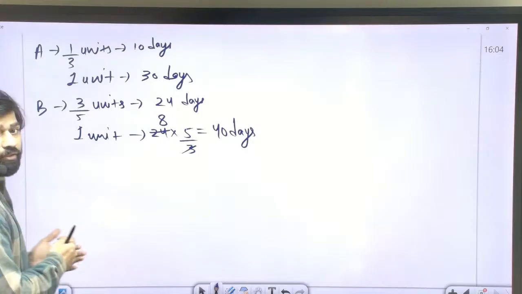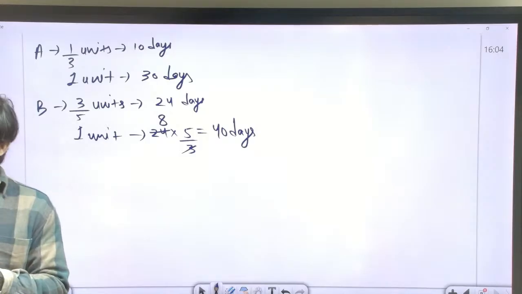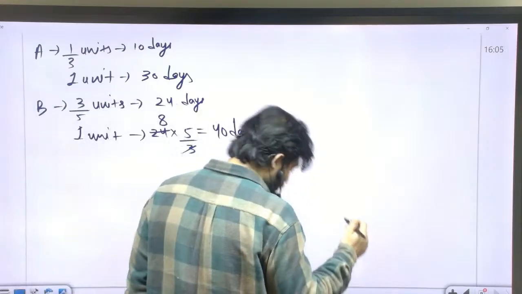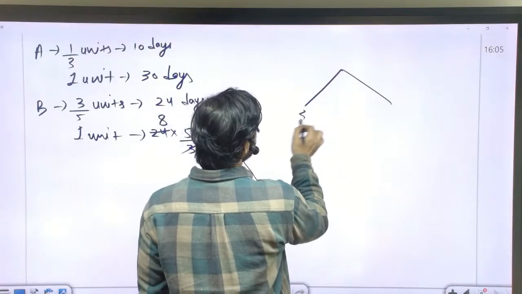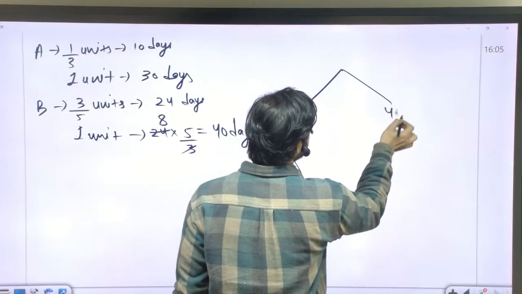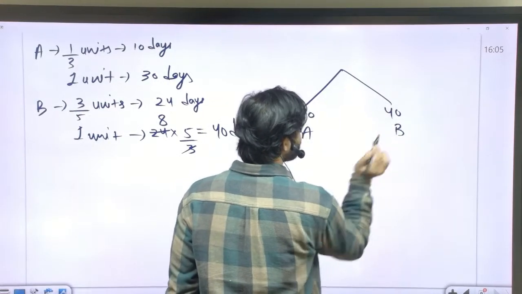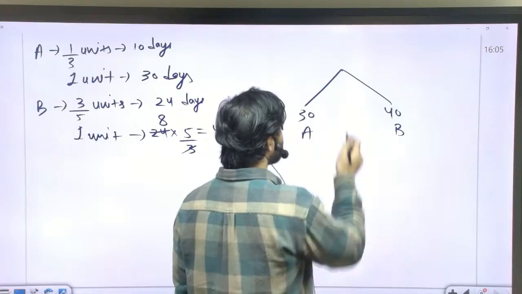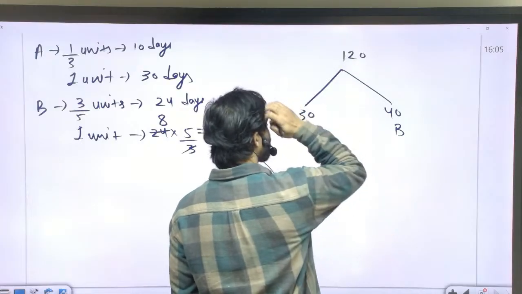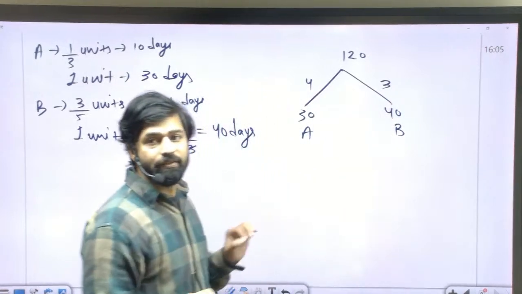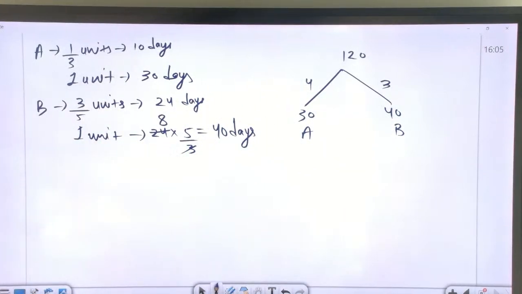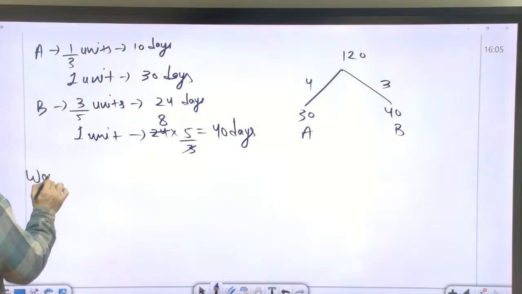So let's find out the work done by them in 10 days. To find that, we have to find their efficiency. 30, 40. So what will be the total work? Total work is 120. So the efficiency of A is 4 and B is 3. And for how many days have they worked together? 10 days. So the work done in 10 days will be what?